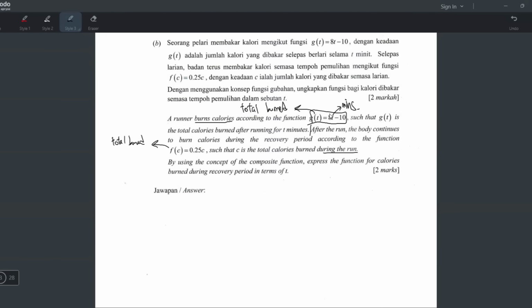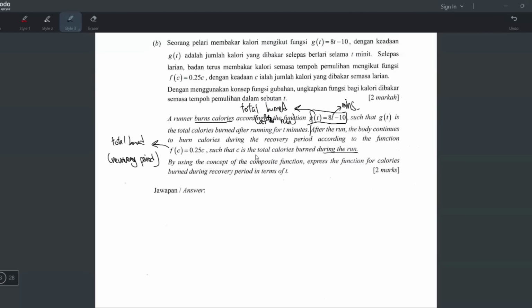Wait, this one is during what? A runner. Oh, this one is after running. A runner burns calories according to this function such that GT burns after running. So this one is after. After the run, the body continues to burn calories during the recovery period. So this one is during the recovery. The one just now is after running, this is the recovery period.